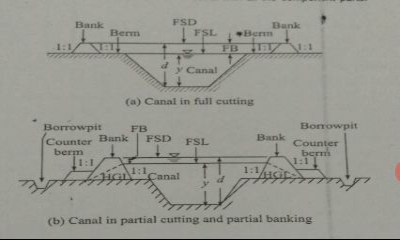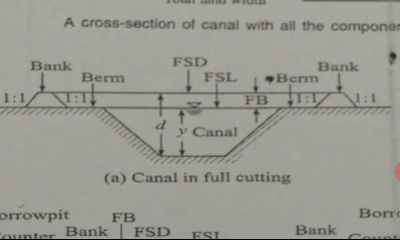Berms. A berm is a narrow strip of land left at the ground level between the top edge of cutting and the inner toe of the bank. Berm is necessary to protect the bank from erosion. You can see the berm.